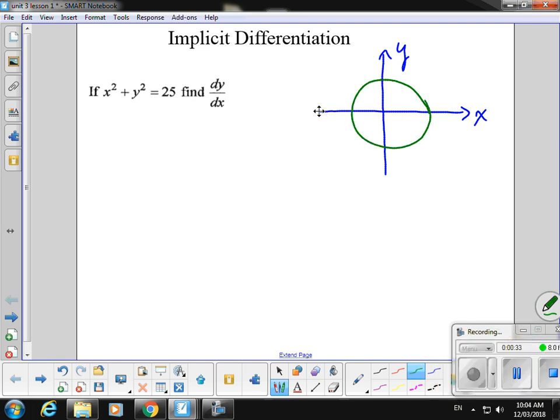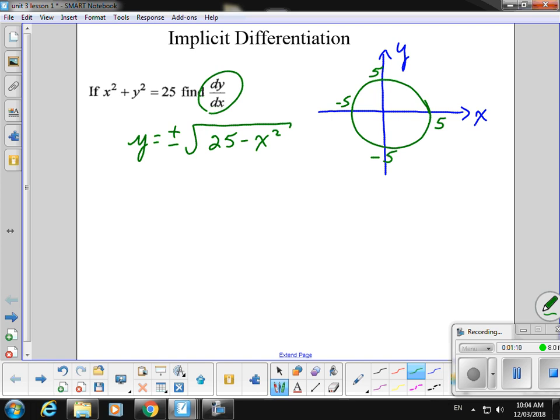Okay, so a circle of radius 5, and so on. So we've got our old skills we could put into play here. If we wanted to find dy/dx, we could write this expression as a function of x, and we would have the positive or negative square root of 25 subtract x squared. So we would have the upper functional arm and the lower functional arm, which is how we would approach it in grade 11.